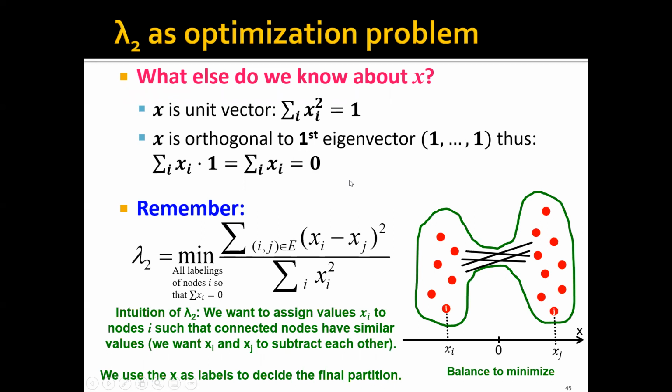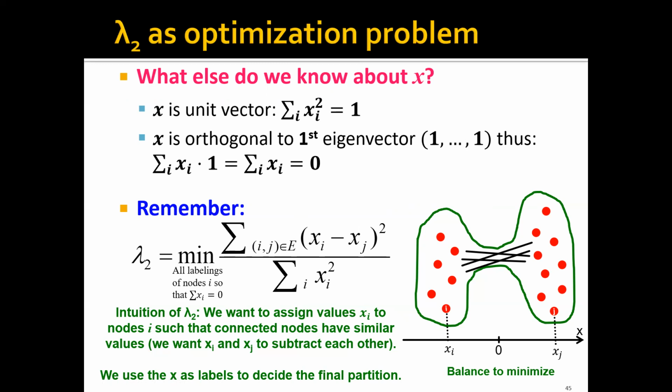And remember that we try to minimize this objective function, and the answer of this minimization is the second smallest eigenvalue lambda 2. The intuition of lambda 2 and the objective function is that we want to assign values xi to node i such that connected nodes have similar values, right? If there is an edge between i and j, we want the difference between the labels to be as small as possible.